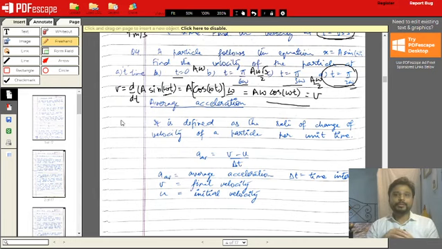For example, let's say we release a ball from some height. How fast that ball gains speed would represent the value of acceleration due to gravity on that planet. So if acceleration due to gravity is high, then it would gain more speed as it is falling down in that time interval.